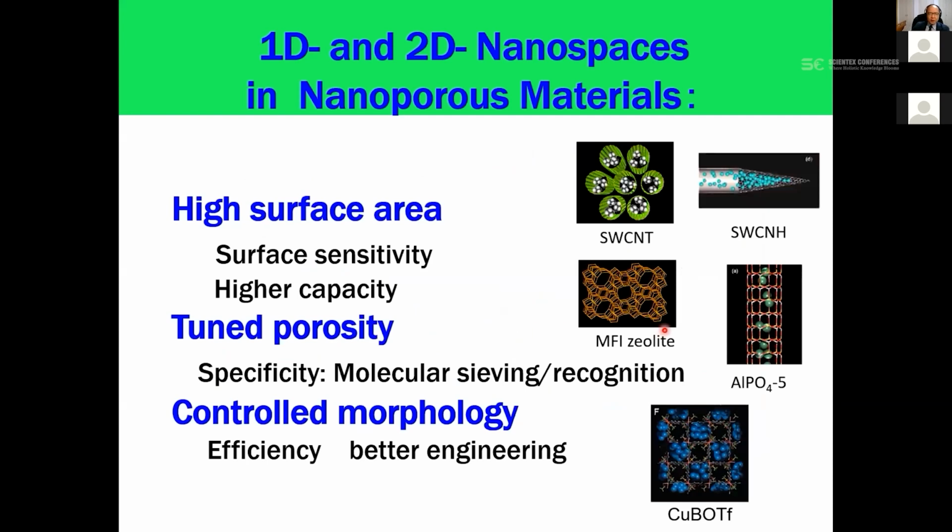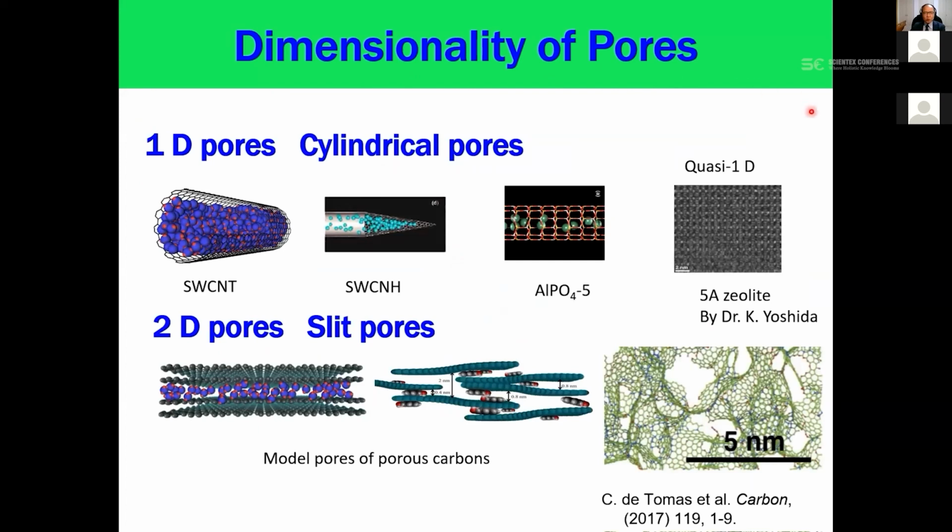This is very important. And also 1D and 2D nanospaces in nanoporous materials are quite important, as you know, because they have very high surface area and very nice tunability of the porosity. And often we can control the morphology to obtain better engineering. So 1D and 2D nanospaces in nanoporous materials are very important for promotion of renewable energy technology and energy saving technologies. Here I will show you some examples of 1D pores and 2D pores.